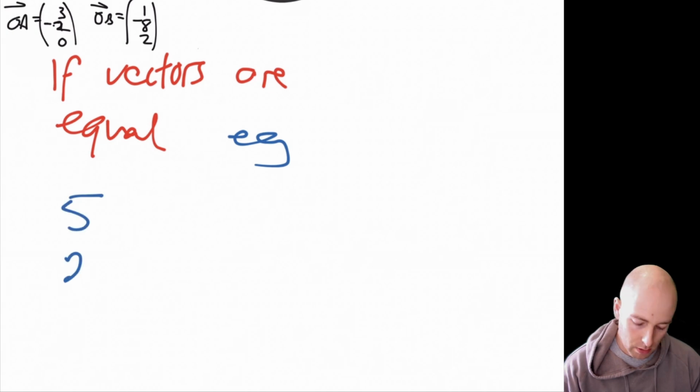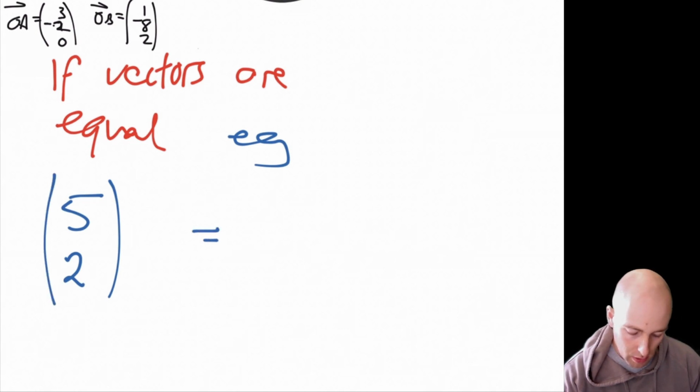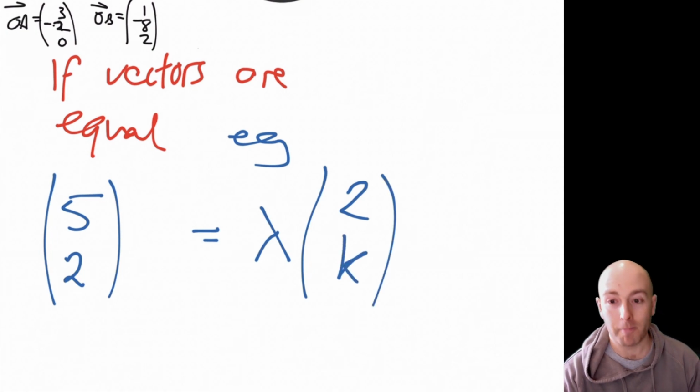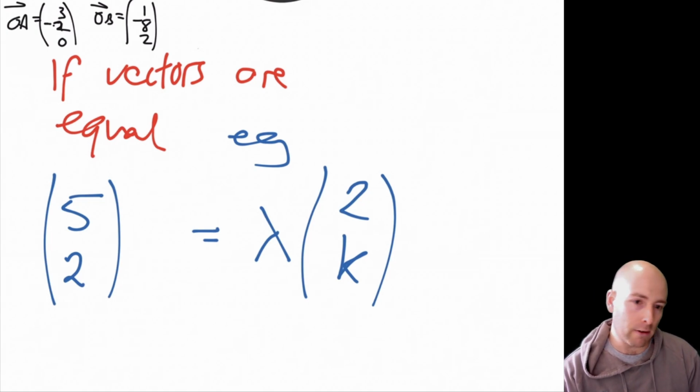5, 2 equals lambda. Don't know if this is going to work. 2 k. There. If these vectors are equal, we can look at their I components separately, and we can look at the J components separately.